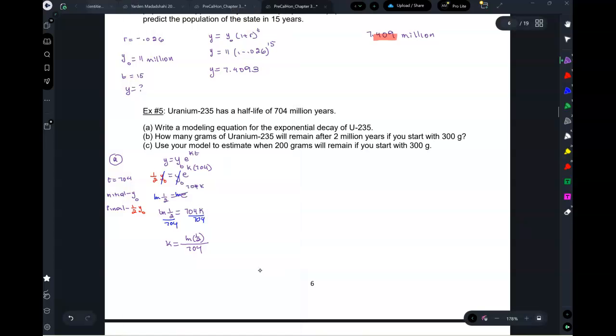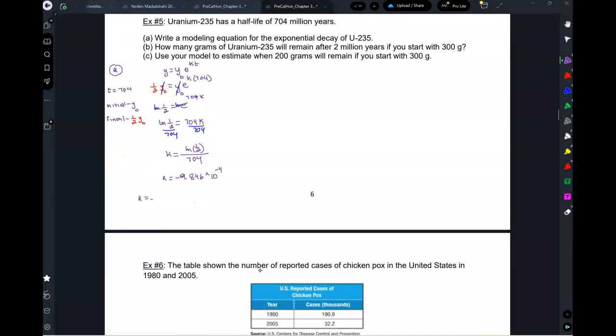And that number is negative 9.846 times 10 to the power of negative 4. In other words, negative 0.0009846. So what is my equation? That's what I wanted. Y equals y naught e to the negative 0.0009846 t. Okay, y equals y naught e to the k t. Cool. Let's go to B.